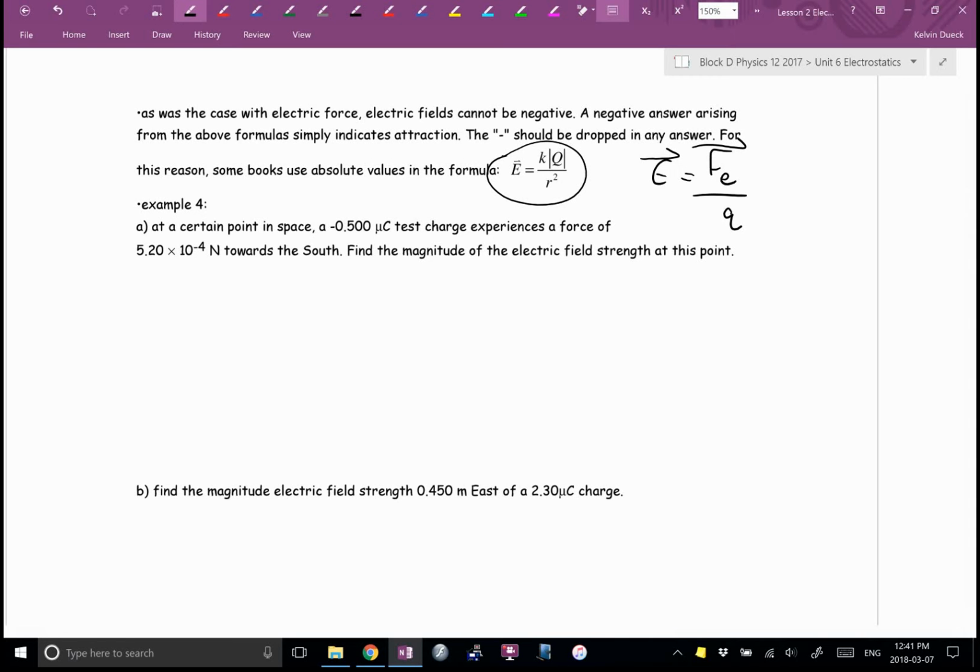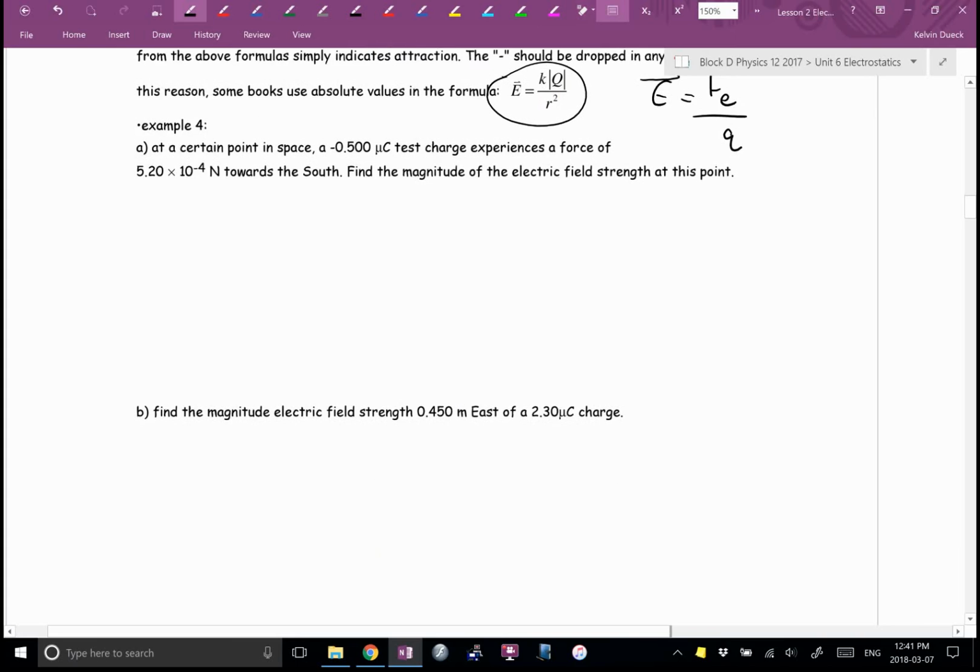B. So I think I'm going to use this one for B. Let's see. It says I can find the magnitude of the electric field by going k times the planetary charge over r squared. Oh yeah, because this is the planetary charge that's causing the electric field. This works, this works, this works.